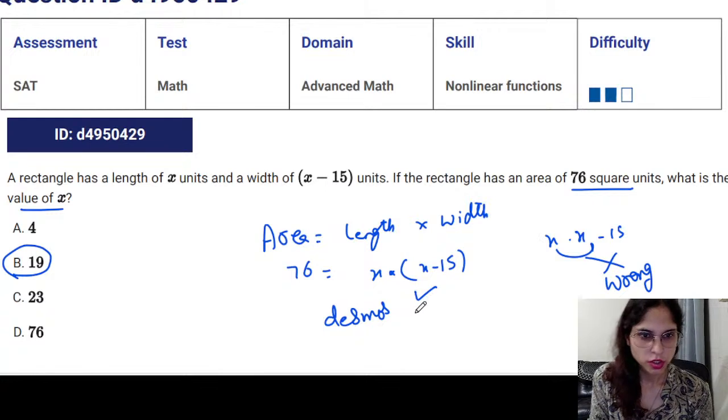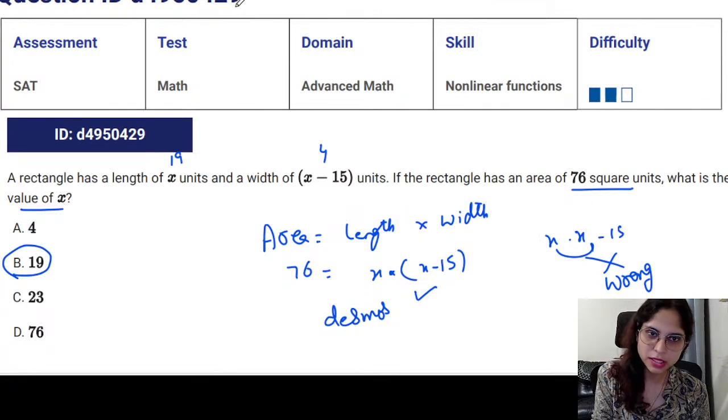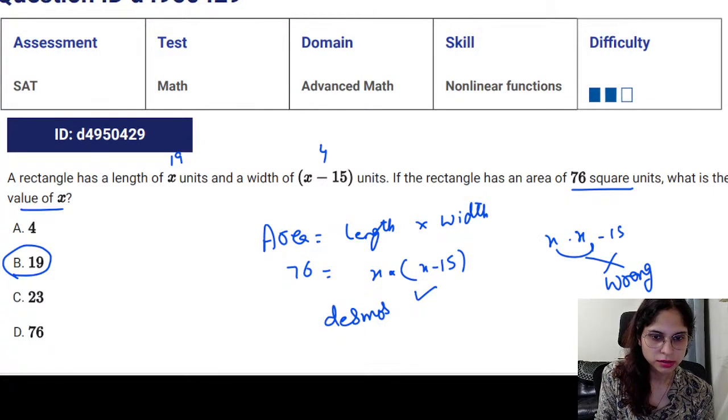Alright. So this is 19. 19 minus 15, this will be 4. 19 times 4 is 76. Next one is question number 32. That is going to be the fourth question.